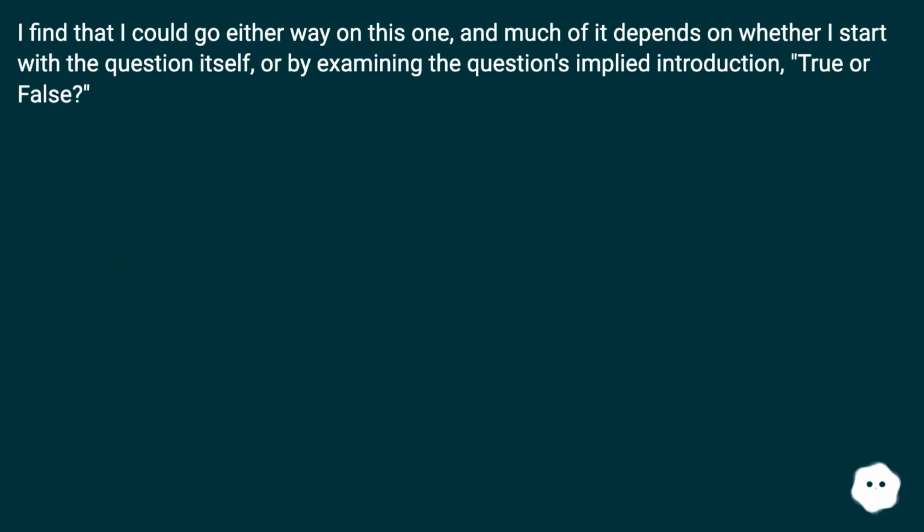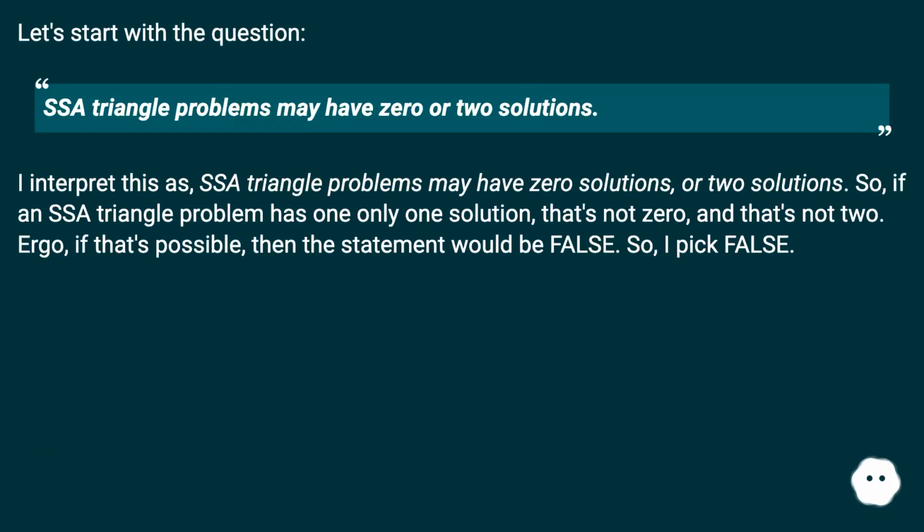I find that I could go either way on this one, and much of it depends on whether I start with the question itself or by examining the question's implied introduction, true or false. Let's start with the question. SSA triangle problems may have 0 or 2 solutions. I interpret this as SSA triangle problems may have 0 solutions or 2 solutions. So, if an SSA triangle problem has only one solution, that's not 0, then that's not 2. Ergo, if that's possible, then the statement would be false. So, I pick false.